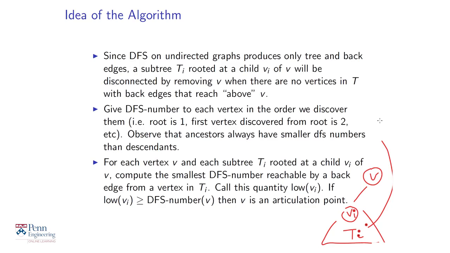And we will call this the low number, the low of v. And the point that we made earlier, slightly more precisely, is that if low of v is at least the DFS number of v, meaning that no back edge went above v, then v is an articulation point. And I hope that that is clear from the properties of the DFS algorithm that you now know.